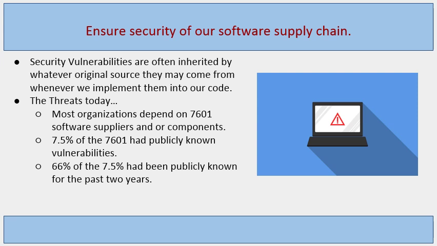Now, once we secure our application, next we ensure the security of our software supply chain. Security vulnerabilities are often inherited from whatever original source they come from whenever we implement them into our code. Regarding current threats to our supply chain, most organizations depend on 7601 software suppliers and/or their components. Now, 7.5% of the 7601 have publicly known vulnerabilities, and 66% of the 7.5% had been publicly known for the past 2 years.